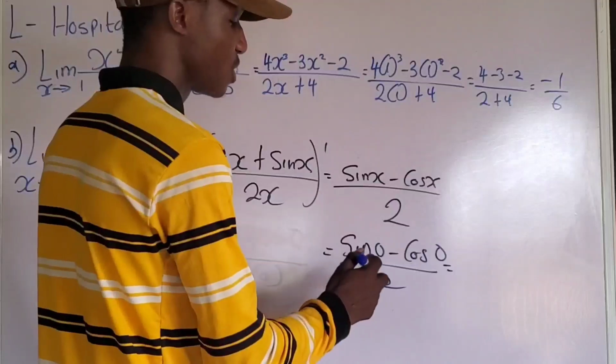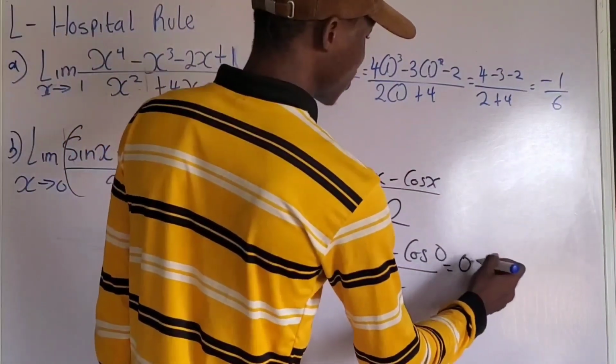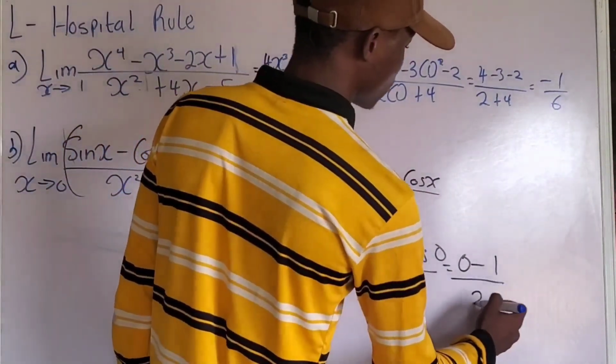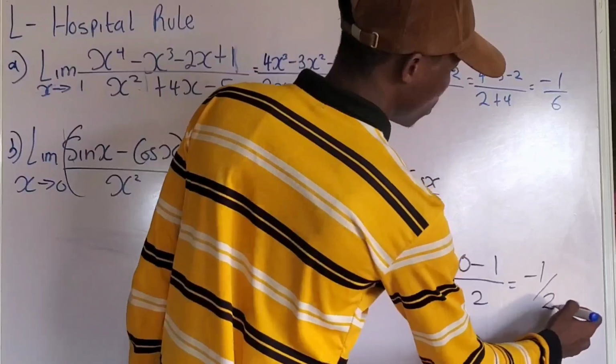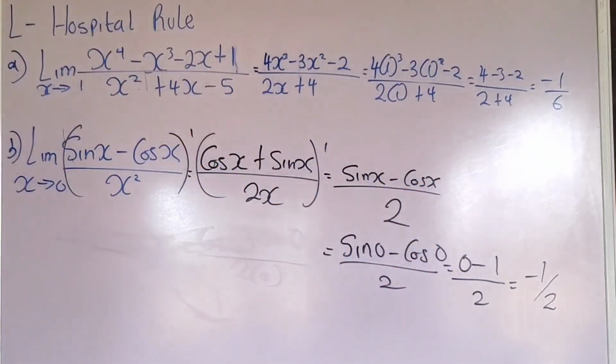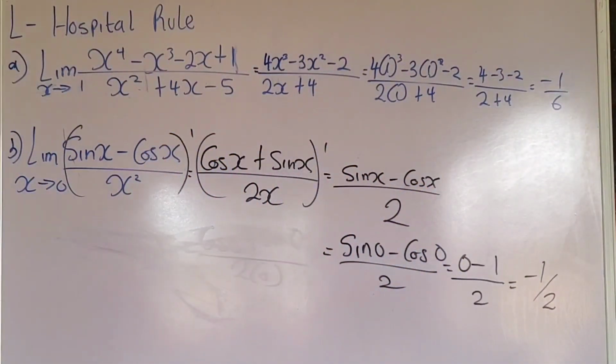So for this, sin 0 will give us what? 0. I'm going to have 0 minus 1 all over 2, which is what? Minus 1 all over 2, that's the answer to that question, okay? If you have any question regarding L'Hospital rule, let me know in the comment section. Do you understand? Okay, so that is the answer to that question.